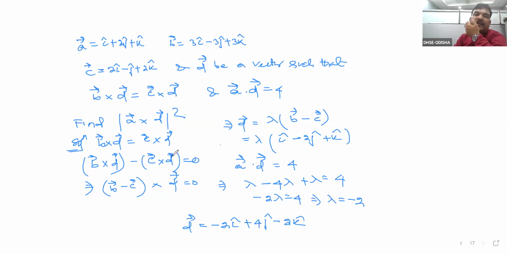Now easily you can calculate A cross D mod square. A cross D mod square is equal to A mod square, D mod square minus A dot D mod square. This is the answer.